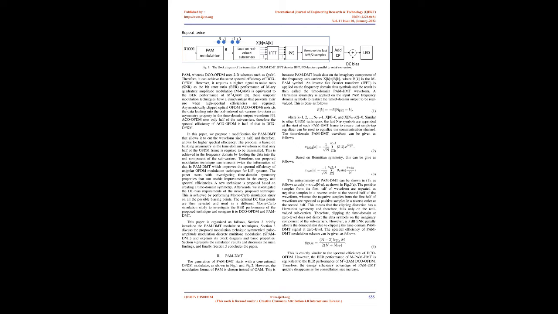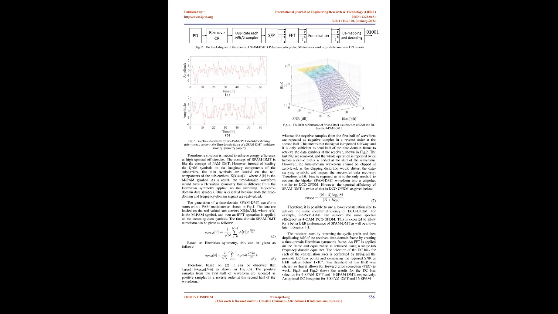The paper starts with investigating time domain symmetry properties that can enable improvements in the energy and spectral efficiencies. A new technique is proposed based on creating a time domain symmetry. Afterwards, we investigated the DC bias requirements of the newly proposed technique. This is achieved by performing Monte Carlo simulation study on all the possible biasing points. The optimal DC bias points are then selected and used in a different Monte Carlo simulation study to investigate the BER performance of the proposed technique and compare it to DCO-OFDM and PAM-DMT.